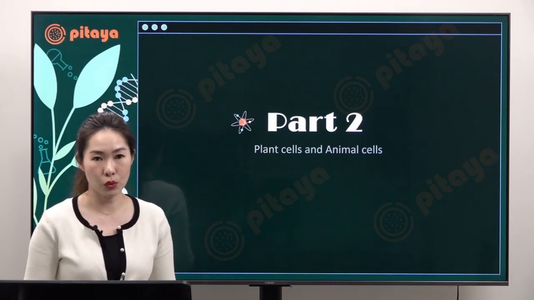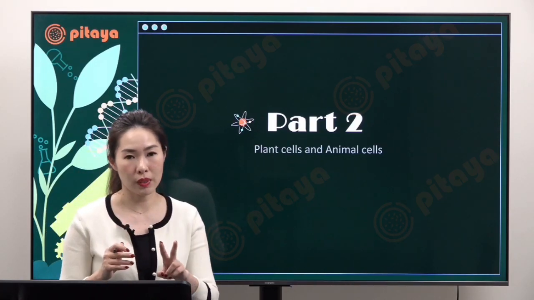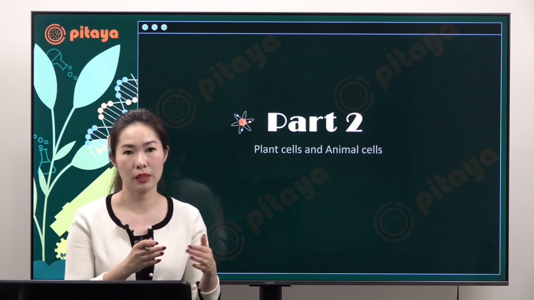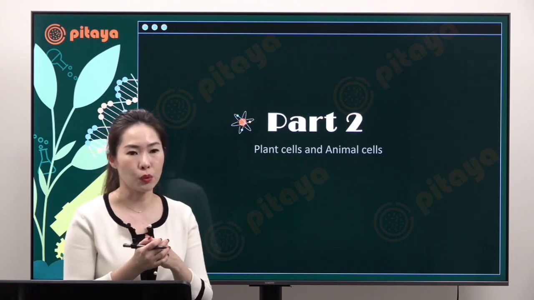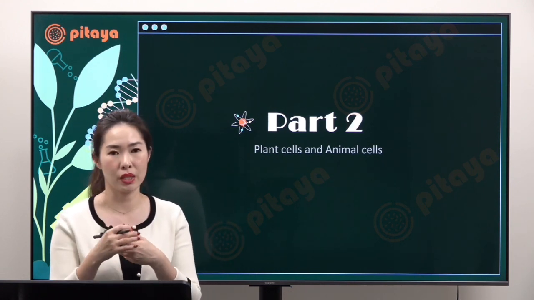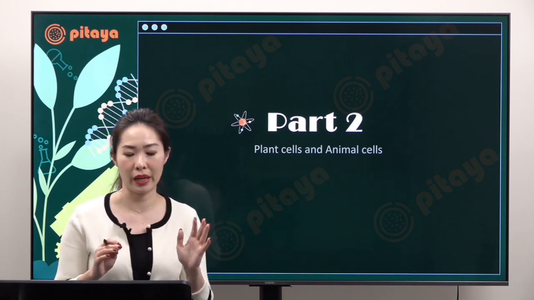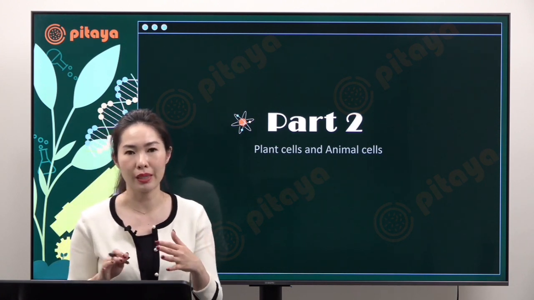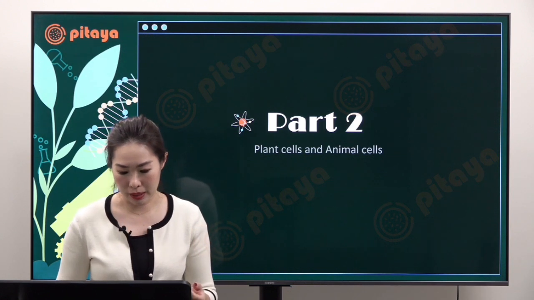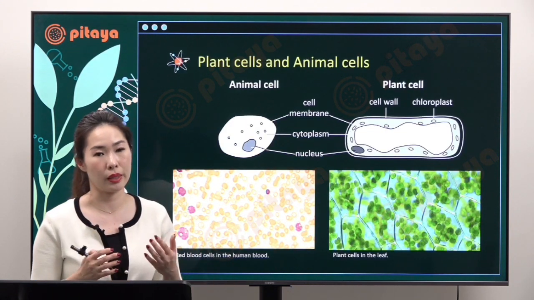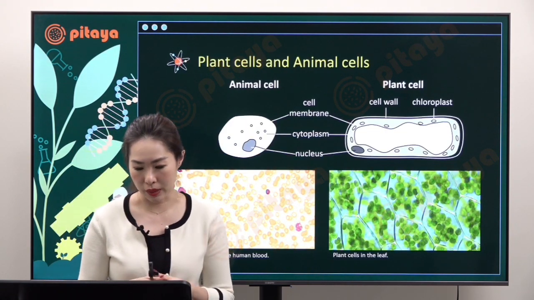Let's go on to part 2 now, just focusing on two types of cells, plant cells and animal cells. In higher levels, definitely you learn about fungal cells, bacterial cells, but those are way of high levels. Right now, we look at primary level, easy ones first. The parts that we find in a plant cell and an animal cell. Just the typical parts first.